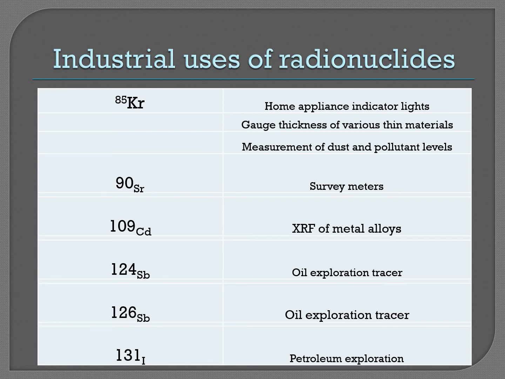So, for different surveys of radioactive contamination and ambient radiations, these survey meters are used, and they use the radionuclide of strontium 90. Then we have cadmium 109 radionuclide. This radionuclide is basically used for X-ray fluorescence studies of metal alloys.